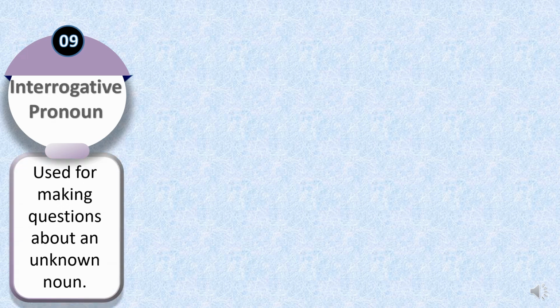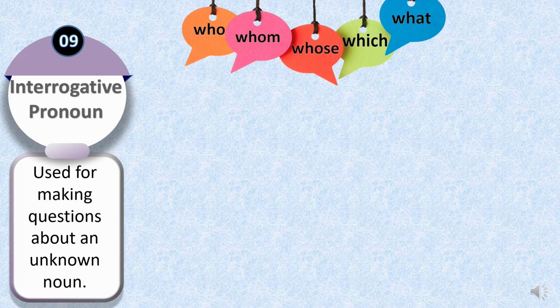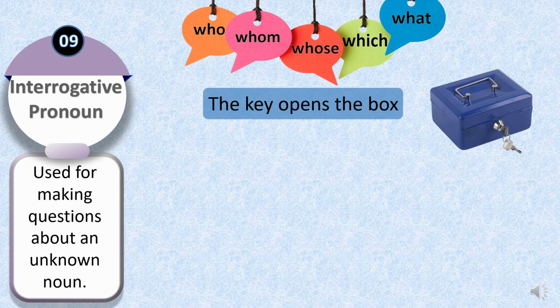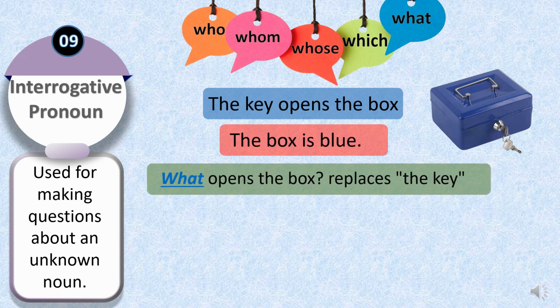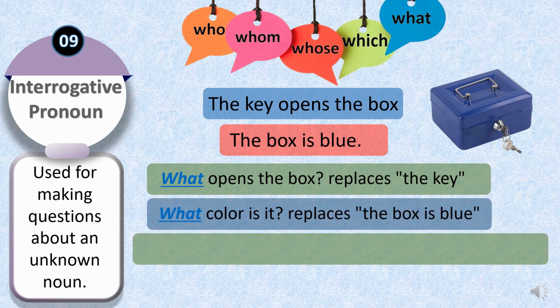The 5 interrogative pronouns are who, whom, whose, which, what. Replacing nouns in questions. Statement: the key opens the box. Question: what opens the box? Here, what replaces the key. Statement: the box is blue. Question: what color is it? Here, what replaces the box is blue.